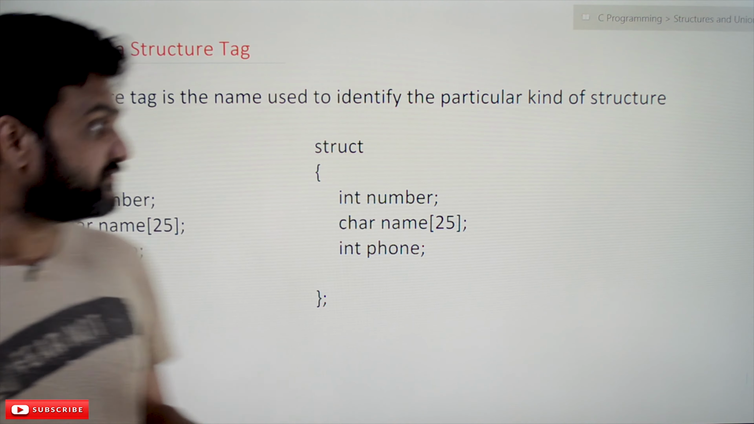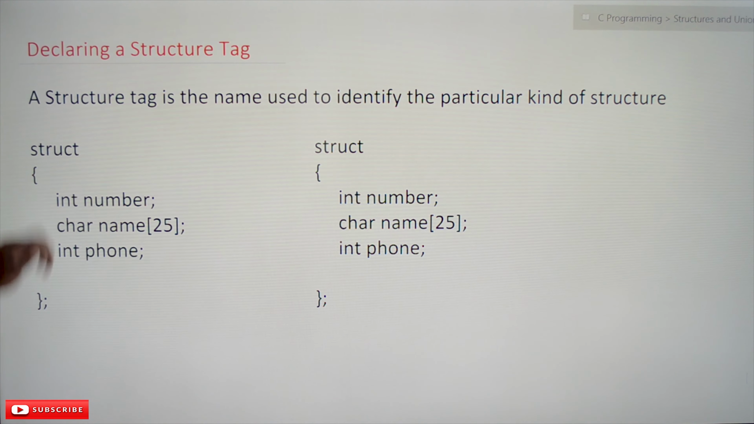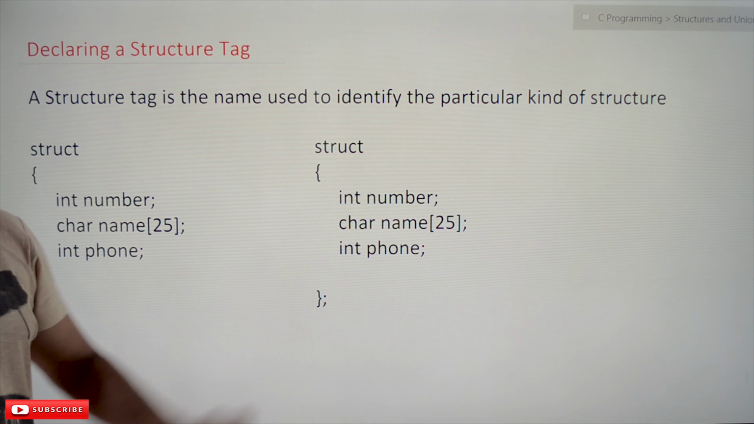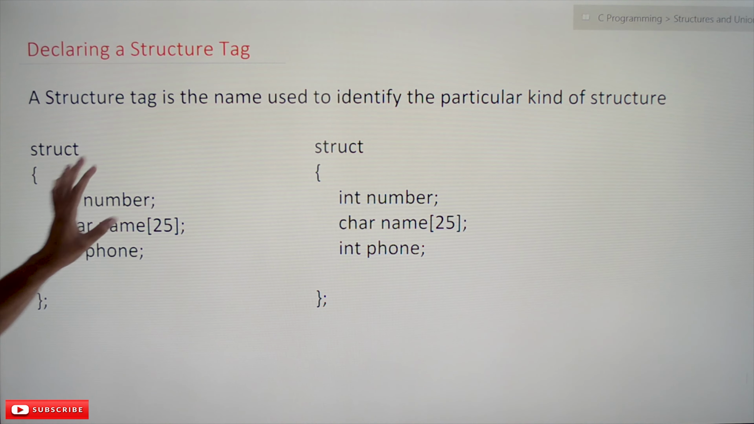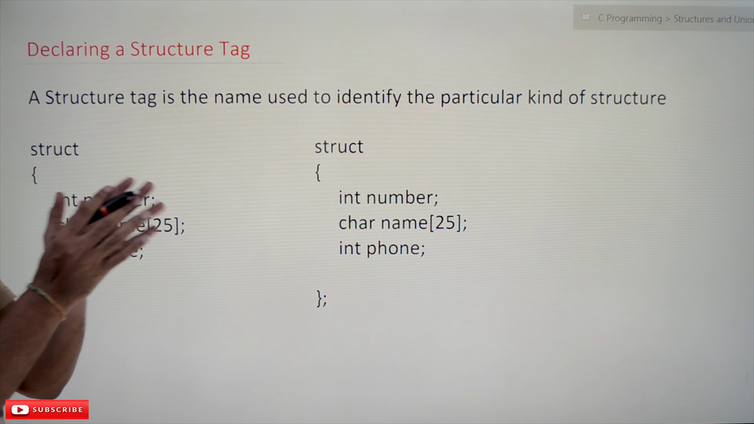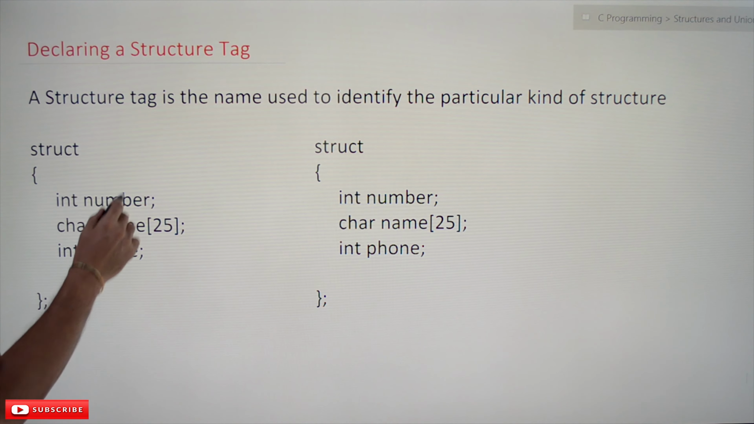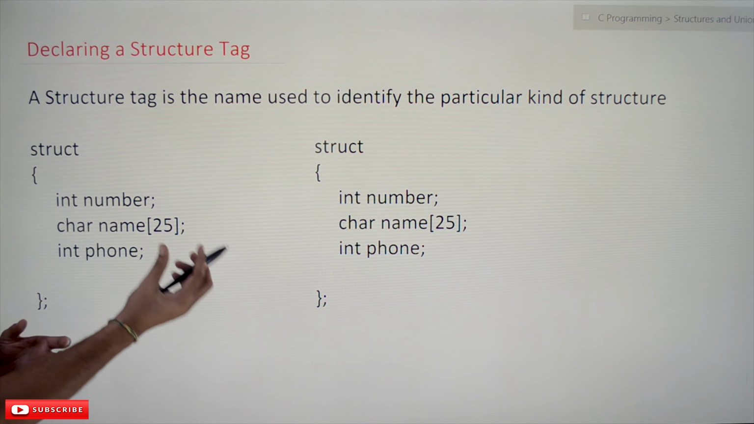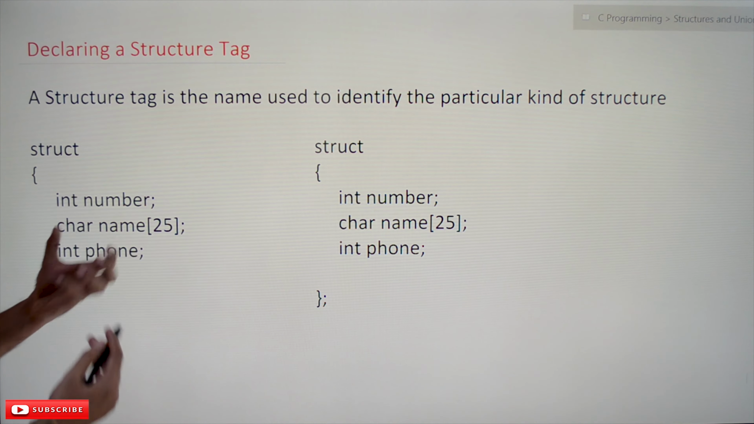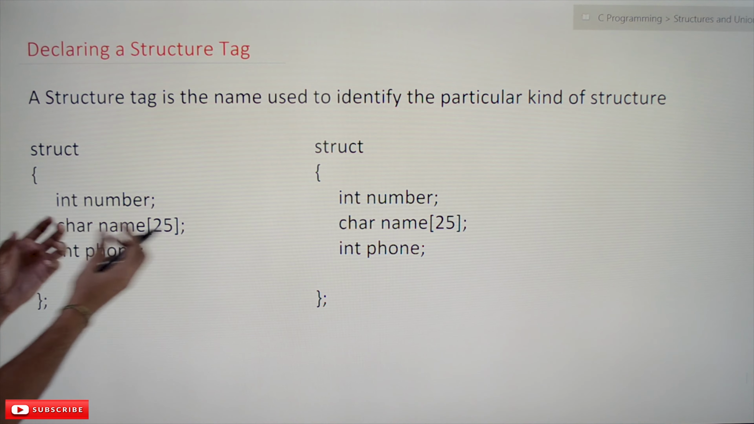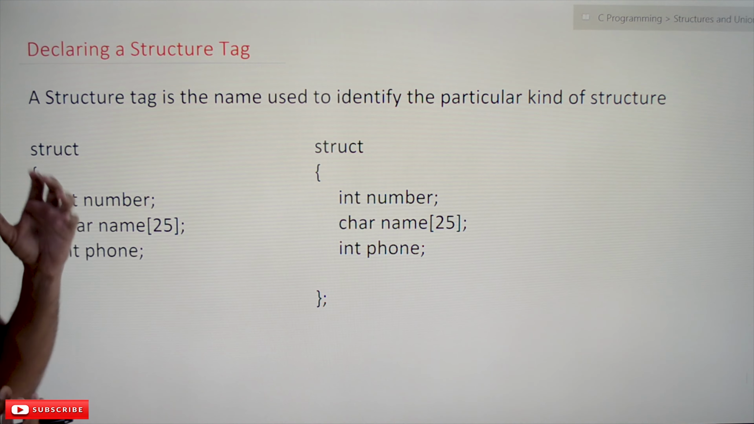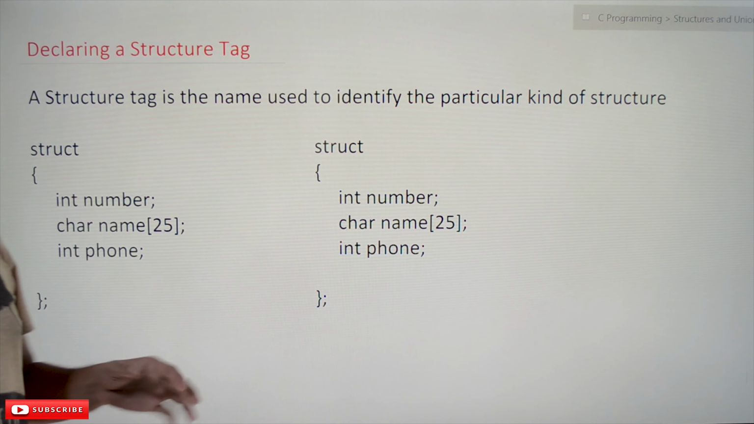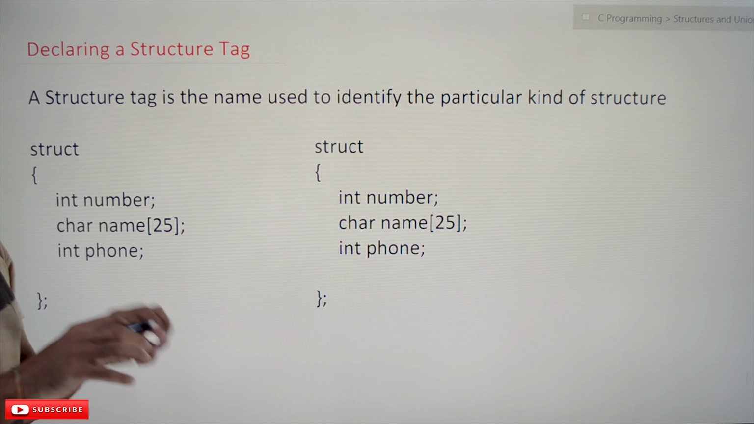In our previous example, we have seen this structure declaration. Suppose in our program we want to declare two different structures. This structure is for students and this structure is for teachers. But all the members of both structures have the same names, and we want some clarity about which structure is which. So in order to uniquely identify a particular kind of structure, we can give structure tags.